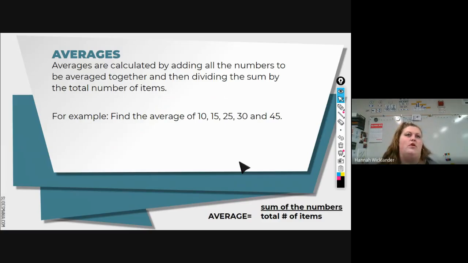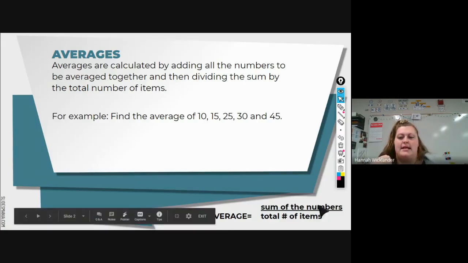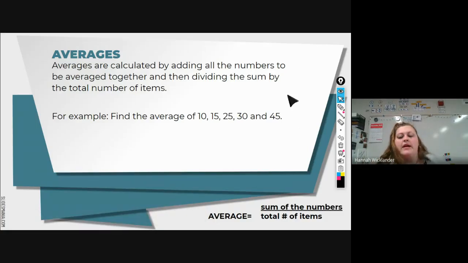Averages, or the mean, are calculated by adding all the numbers together in your data set and then dividing the sum by the total number of items. So if you have a data set with 10 numbers, you add all 10 together, get a number, and then divide that number by 10 to find the mean or the average. Down here I have the equation: average equals sum of the numbers divided by total number of items. I'm going to do two examples, and then we have a homework assignment to complete, and you should be able to get it done in class today.